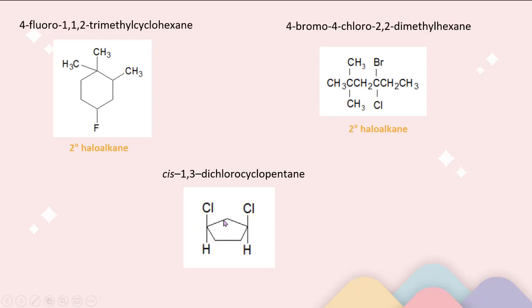Okay, cyclopentane, at positions 1 and 3, there are 2 chlorine atoms. Okay, cis isomer refers to the chlorines on the same side, or the hydrogens on the same side. All right, so both chlorines are attached to a similar carbon, which is a secondary carbon. Therefore, this is a secondary haloalkane.